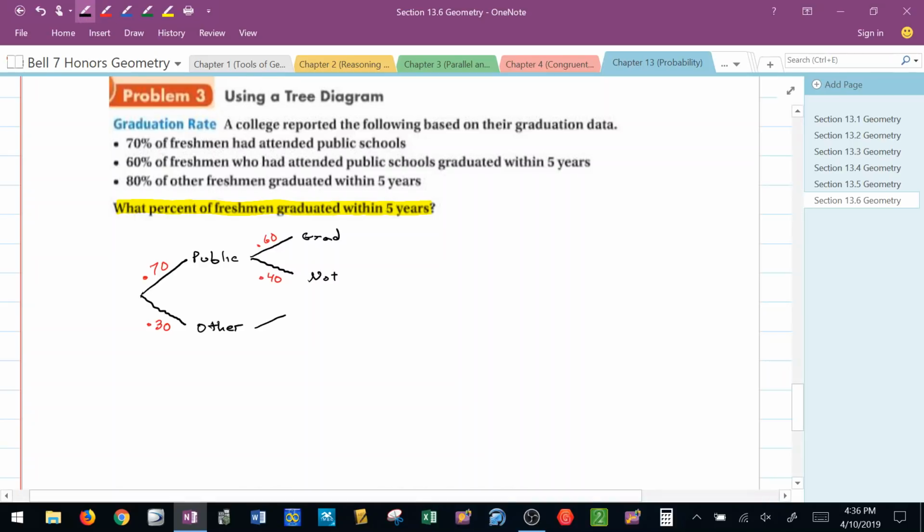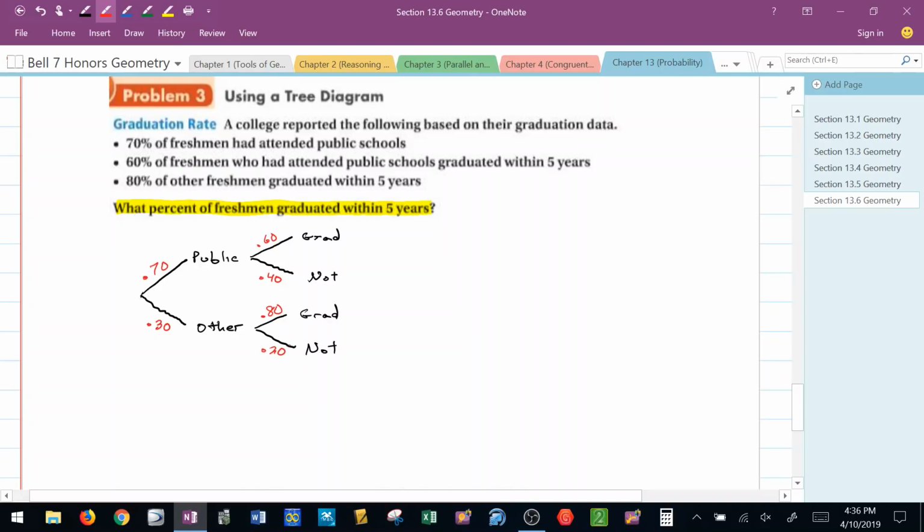If you look at the other, grad versus non-grad, they tell us that the probability or the percentage of those that graduated in 5 years that were in the other category, 80% of them graduated. So this would be 0.80, and this would be the other 20%.